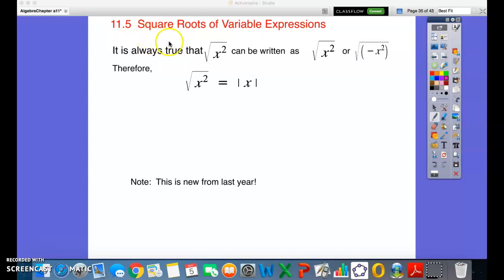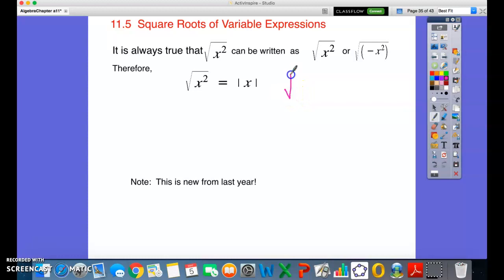So it's section 11.5, square roots of variable expressions. In the previous section, we learned how to find the square root of a number. In this section, we are going to find the square root of an expression that contains a variable. So if we have the square root of x squared, it's not just x, it's the absolute value of x. Why do we have the absolute value symbol?